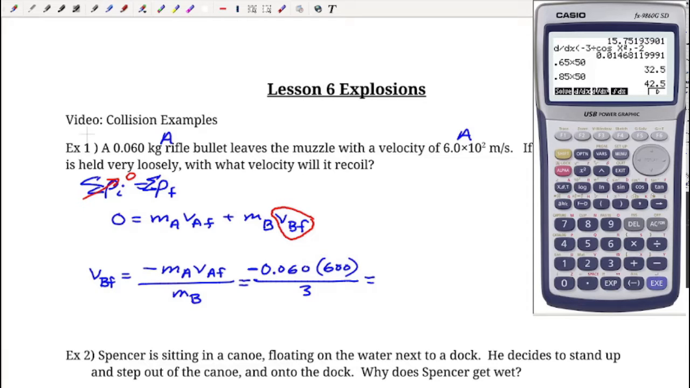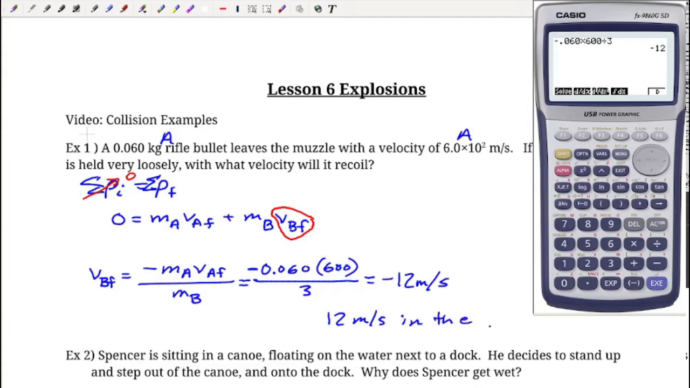Let me just clear this up. And we're going to type in negative 0.060 times 600 divided by 3, which gets us an answer of negative 12 meters per second. Or in this case, because my reference frame was that the velocity of the bullet is forward or positive, this is 12 meters per second in the opposite direction from the bullet.